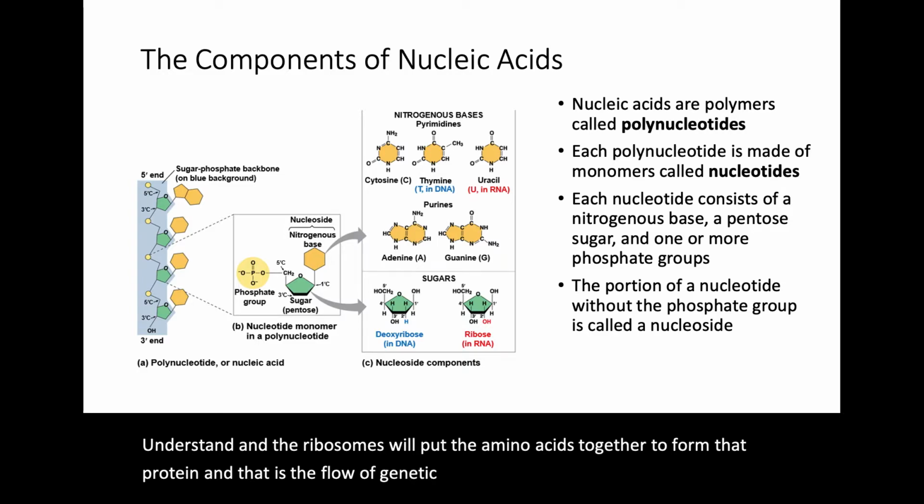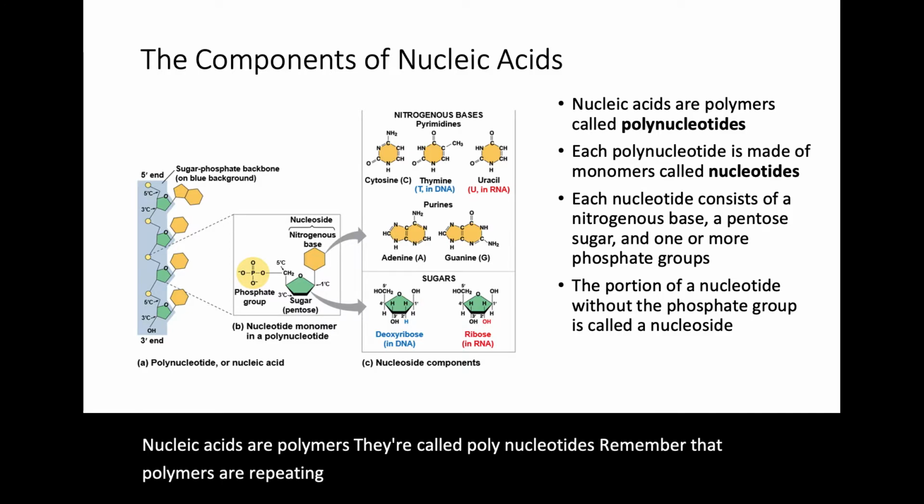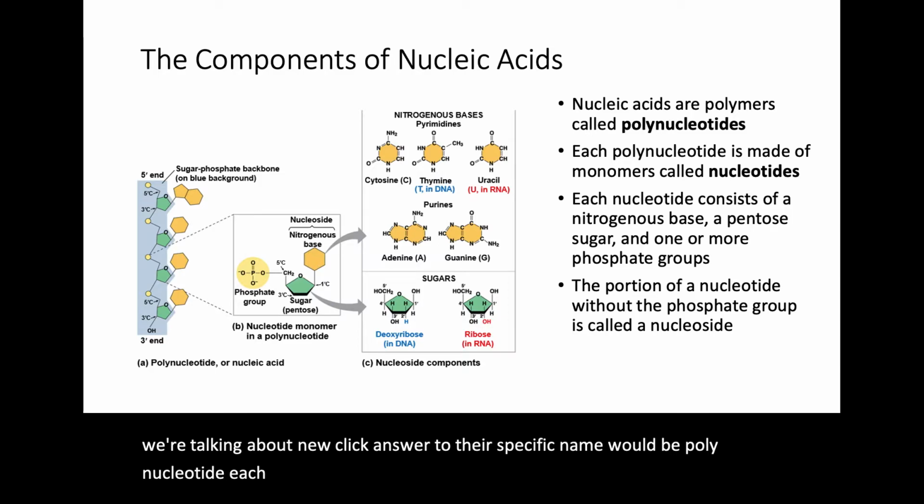So what is in nucleic acids? Nucleic acids are polymers. They are called polynucleotides. Remember that polymers are repeating subunits of very similar monomers, and in this case we're talking about nucleic acids. Their specific name would be polynucleotide. Each polynucleotide is made of monomers that we call nucleotides.